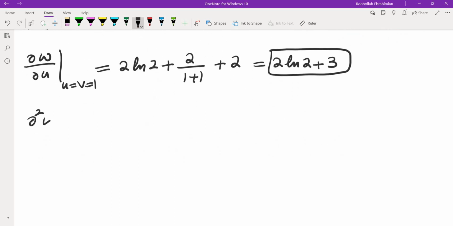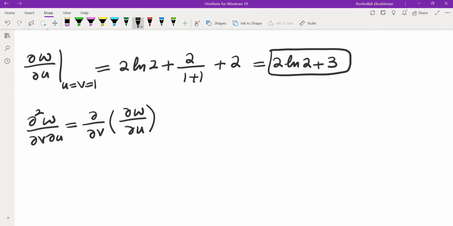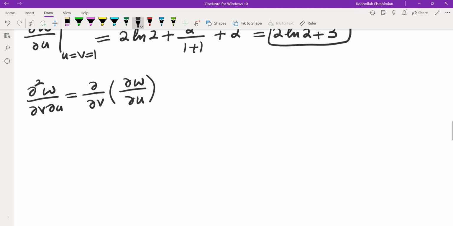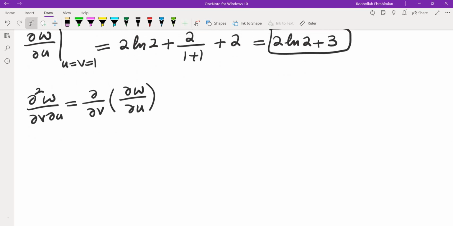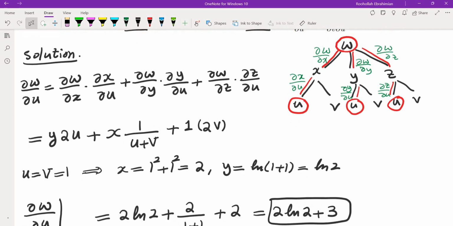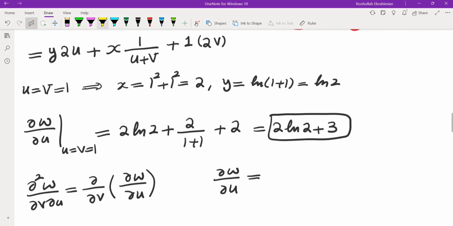So the next one was the second partial of w with respect to v and u. So this was the question. This is the same as partial of w with respect to u, and then partial of that with respect to v. Now, we already evaluated partial of w with respect to u. So let's write this down here so that we can write down the tree diagram. Partial of w with respect to u, as we evaluated right here, is 2uy plus x over u plus v plus 2v.